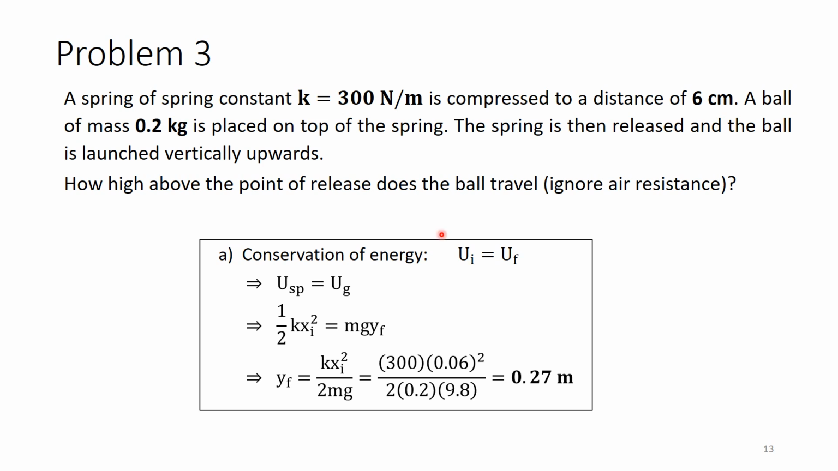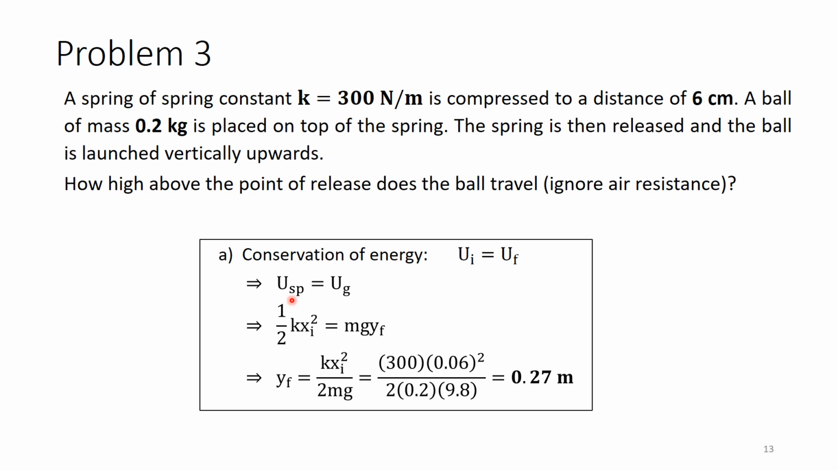Initially there is only spring energy, because the ball is at rest and the spring has been compressed, and the final energy is only gravitational potential, because it says the maximum height of the ball. When the ball is at the maximum height, it's not moving, so there is no kinetic energy. So spring energy is the initial, gravitational is the final, and you set them equal to each other. That's from conservation of energy.